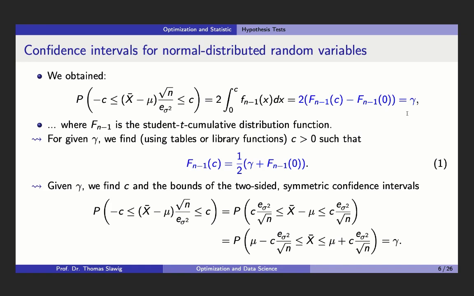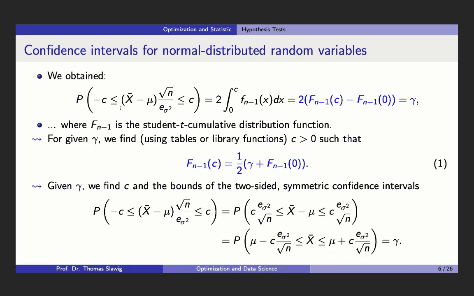Now if we want these values to be in this interval with a probability of gamma, then we can compute the two bounds of this interval by inverting this term. Given a gamma, we have to invert this function, which is the CDF, with respect to C, because this function we know. So given a probability, we can look up in tables, or we can get this from libraries, the bounds of these confidence intervals.